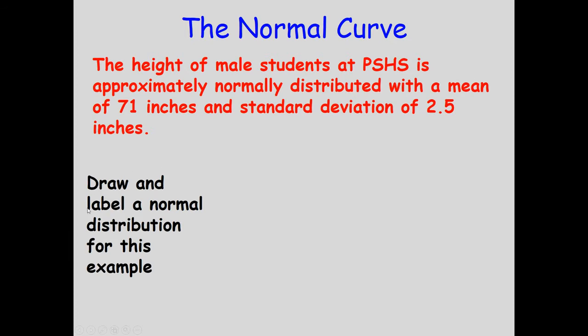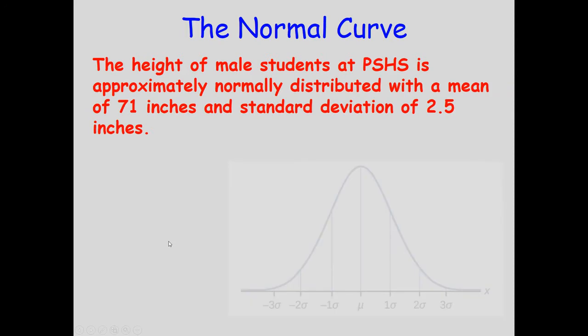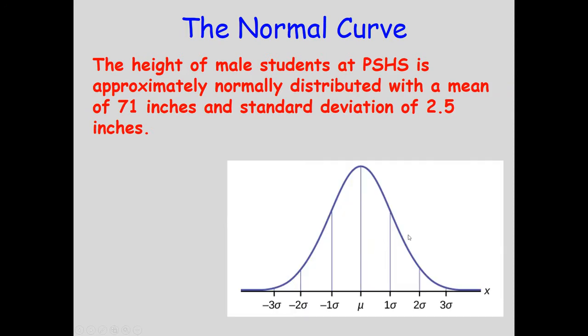Step 1 would be draw and label the normal curve. It helps because we're going to shade it later on. It helps us visualize where probability is occurring. So in this case, this is what the normal curve looks like. The points of inflection, as I stated earlier, are right here, where you go from a frown shape to an upward parabola kind of shape. The middle is going to be mu, which in this case is 71. And then the standard deviations are each 2.5 inches away.